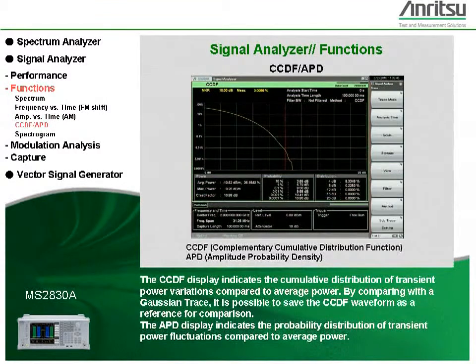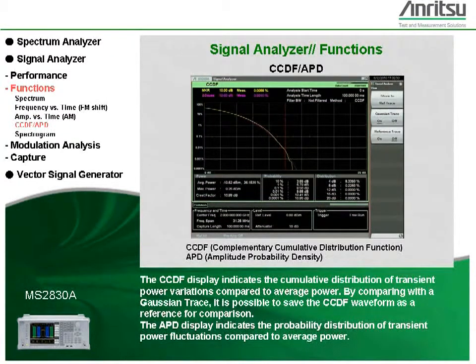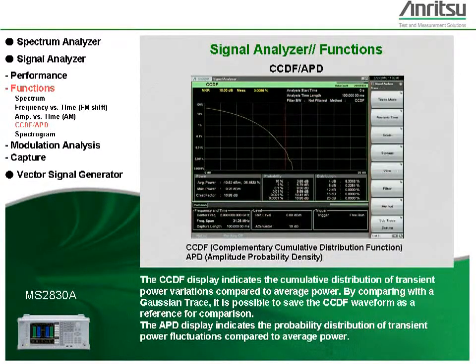The CCDF display indicates the cumulative distribution of transient power variations compared to average power. By comparing with a Gaussian trace, it's possible to save the CCDF waveform as a reference for comparison. The APD display indicates the probability distribution of transient power fluctuations compared to average power.